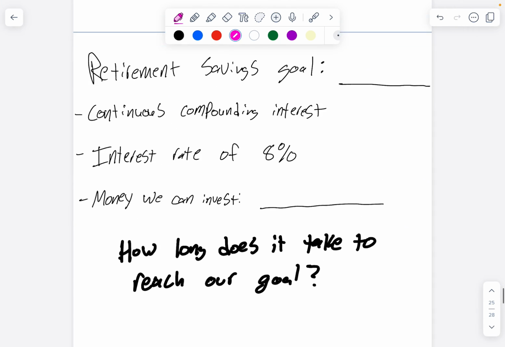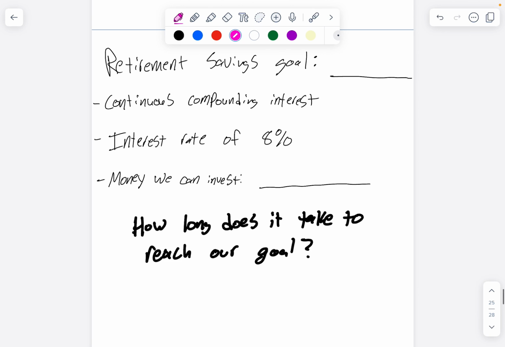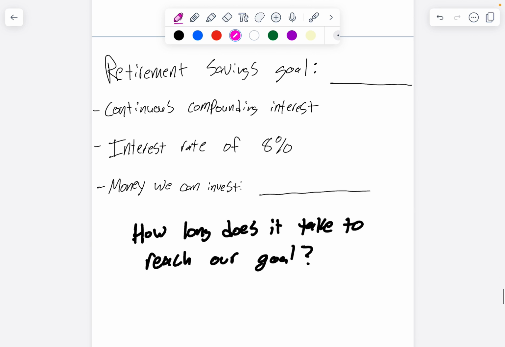Let's do this one. Let's have a retirement savings goal. Let's say we want, when we retire, to have $2 million. I normally do this as a class activity. We're going to get an interest rate of 8%. It's continuously compounding. And right now we think about how much money we have. Think about maybe how much money you get when you graduate. Let's just say we're starting with $15,000.